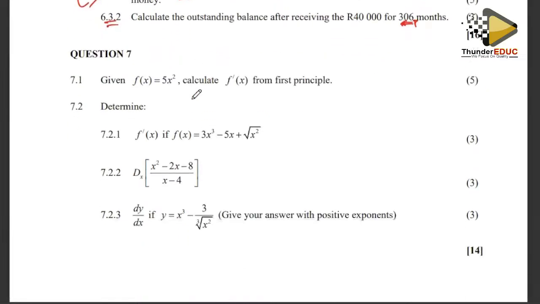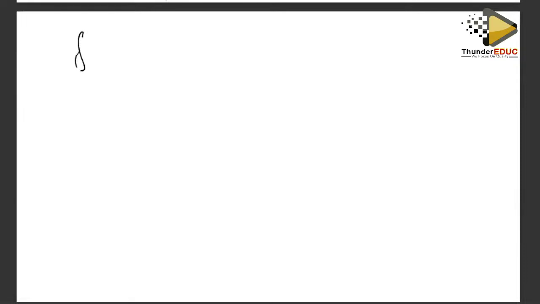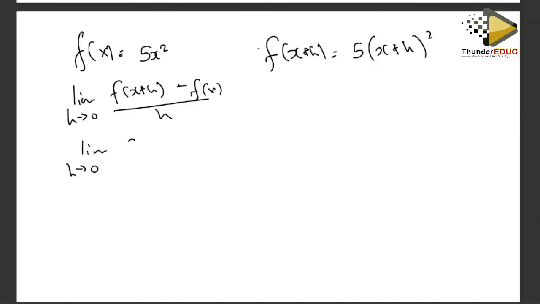Then question number 7, which is calculus. Now they want us to get this from first principles. So 5x squared from first principles. One thing we need to know is that if our f of x is 5x squared, we need to find f of x plus h, which will be 5 into x plus h squared. Then we know the limit as h tends to 0 of f of x plus h minus f of x, divided by h. We do the substitutions. So limit as h tends to 0, 5 into x plus h squared minus our f of x, which is 5x squared, over h.